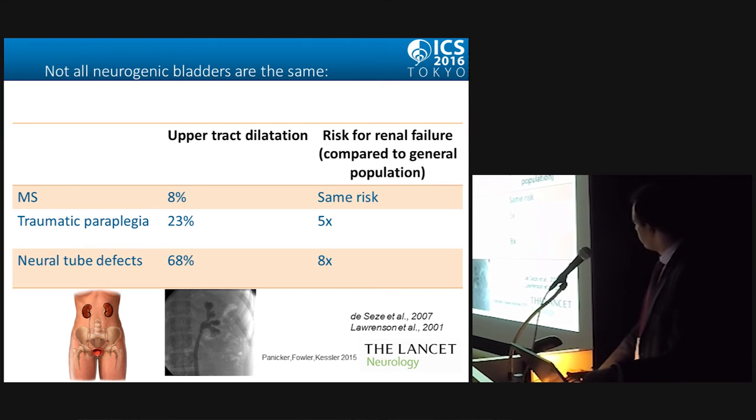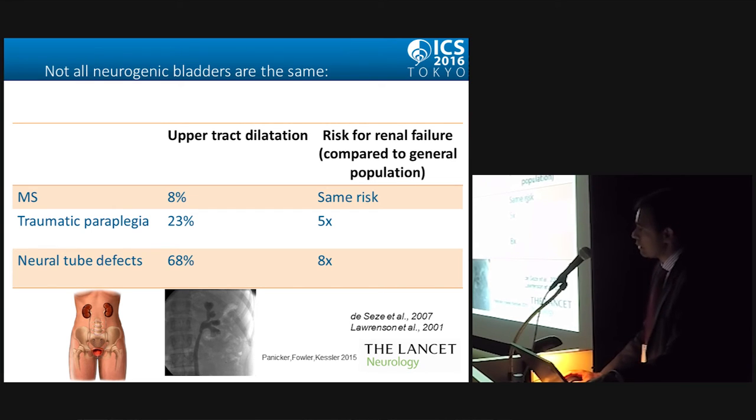Now, if you look at the statistics, actually, not all neurological diseases are the same. So you have certain conditions, such as spina bifida and traumatic spinal cord injury, for example, where the risk for upper tract dilatation is much higher, and the risk for renal failure as compared to the general population is much higher. Whereas in patients like multiple sclerosis and other progressive neurological conditions, the prevalence of upper tract changes is less.